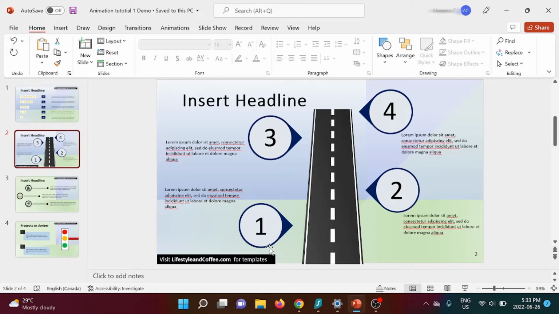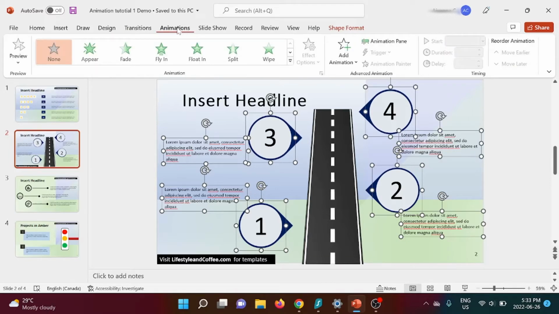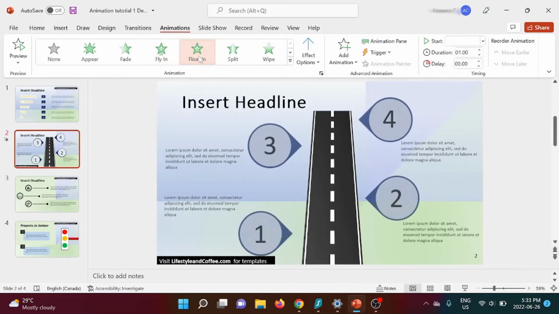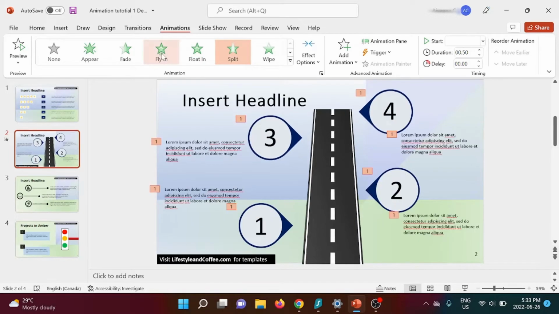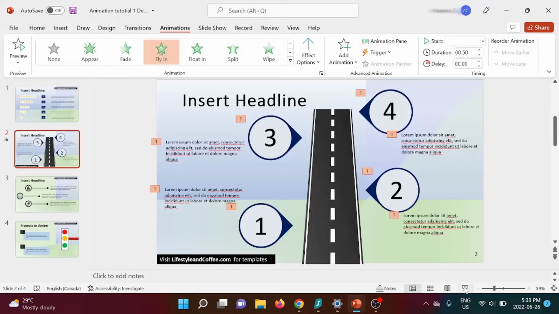So first, I'm going to select one, this text, followed by two, and this text, followed by three, this text, followed by four, and this text. I'm going to go to animations and do fly in. You can do multiple animations, you can do float in, you can do split, but I'm just going to do fly in. Okay, so let's just enlarge it and now fly in. By default, it flies in from the bottom.